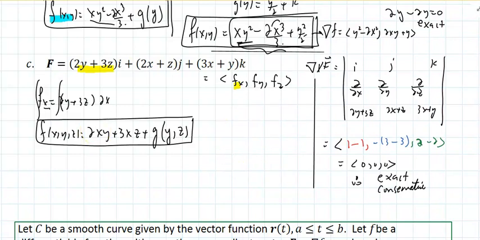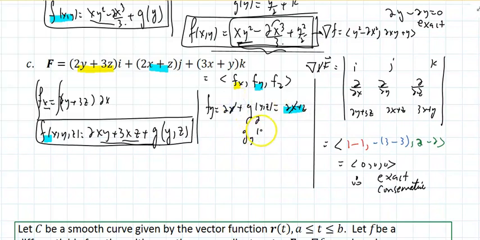Now, I'm going to use the second. I could go in order, it's up to you. If I take the partial of this with respect to y, the partial of this with respect to y is 2x, that's a 0, plus the derivative of that with respect to y. And that should equal the j component. So the partial with respect to y equals z.